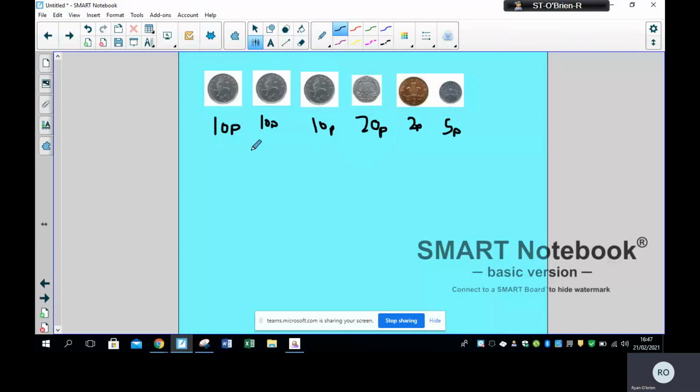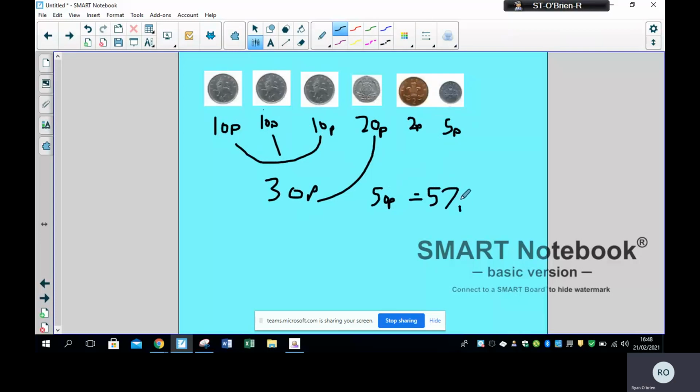So it's up to you how you want to do it. You might want to start with the biggest one and add on the next smallest, until you've added them all on. You might notice there's a pattern, so you could put all this together. It's 30p. Okay, and 30p add 20p, it's 50p. And then 50 add 5 and 2 equals 57p.